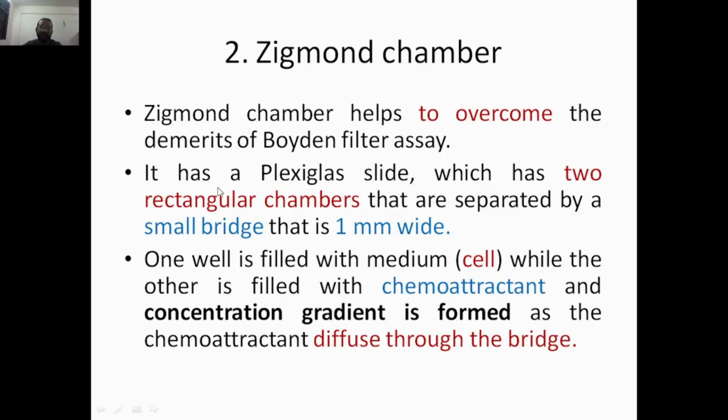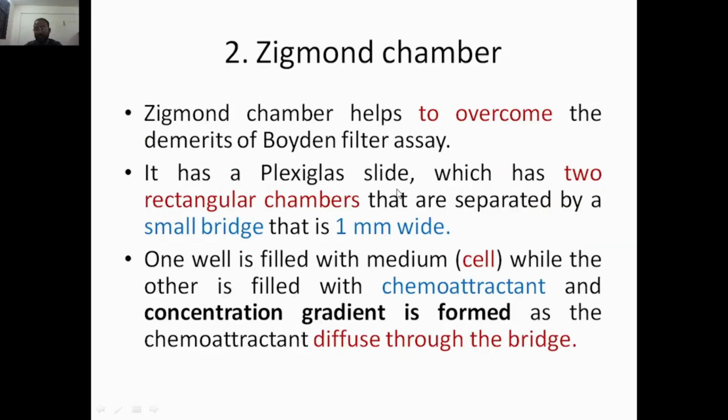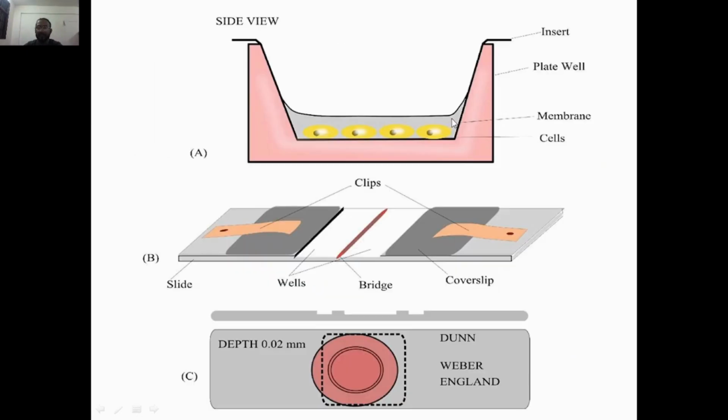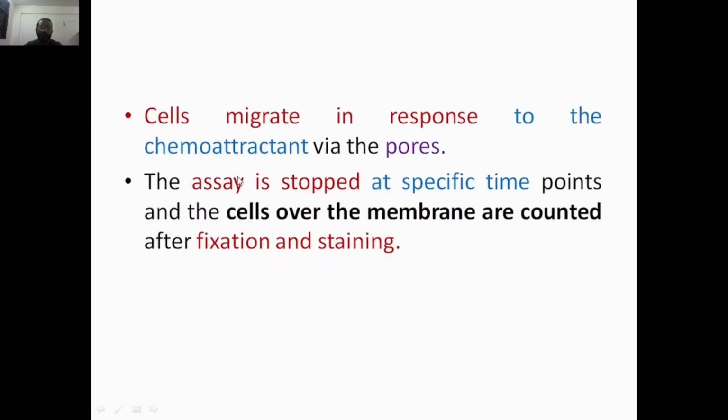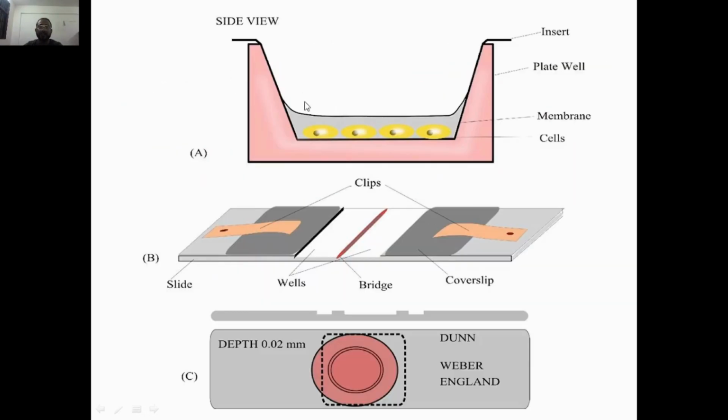Here the Boyden filter apparatus comprises a porous membrane, which separates two compartments placed one over the other, right? So this is the membrane. Next, cells are placed in the upper compartment, and the lower compartment contains the chemoattractants, which diffuse through the porous membrane to create a concentration gradient. That means the cells will initially be put here, and here the chemoattractants will be there. The yellowish part can be the chemoattractants.